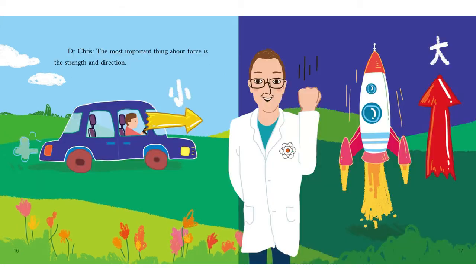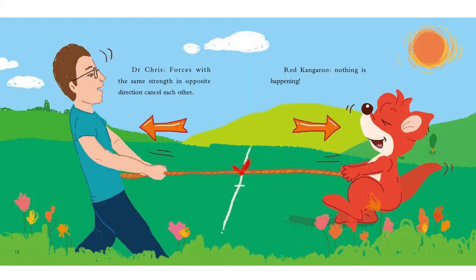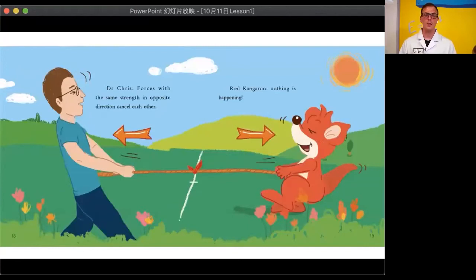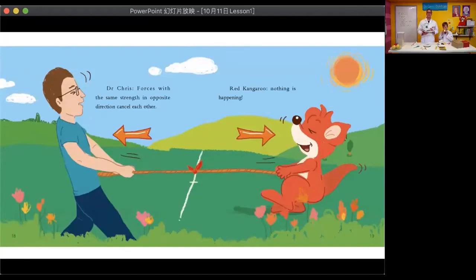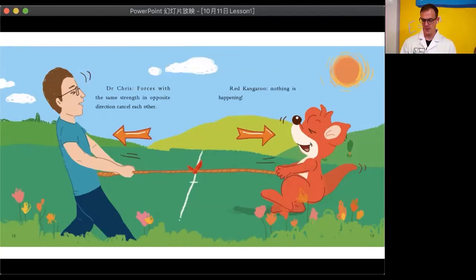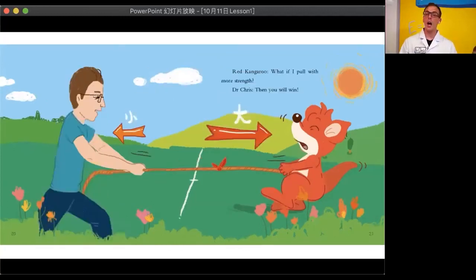Red Kangaroo says, I know the name of these forces, but how can they help me win tug of war? The most important thing is the strength and the direction, Dr. Chris tells Red Kangaroo. Forces with the same strength in opposite direction cancel each other out. Red Kangaroo says nothing happens. When Max and I initially played tug of war, the rope didn't move, so we must have been pulling with the same force. Red Kangaroo says, what if I pull with more strength? Then Red Kangaroo will win.